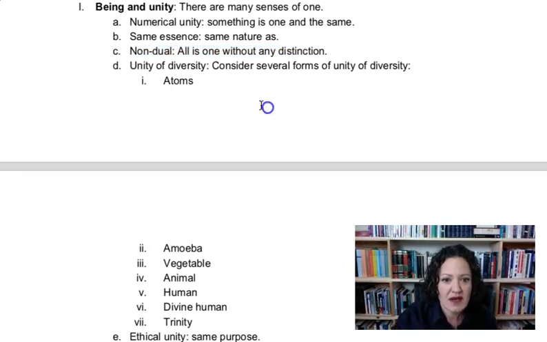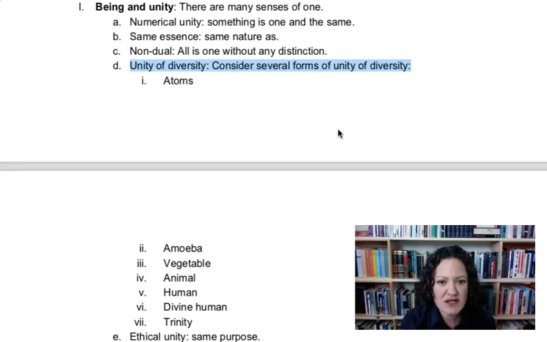Okay. Now we get into this topic of a unity of diversity. Unity of diversity is a very famous topic in the history of philosophy. Philosophers have tried to understand how you can have one and many at the same time. How can something be one and diverse?